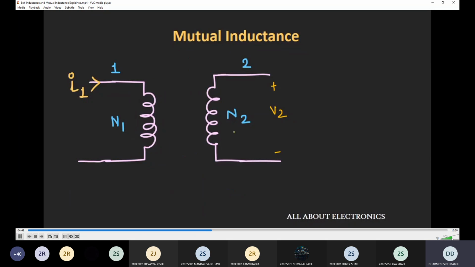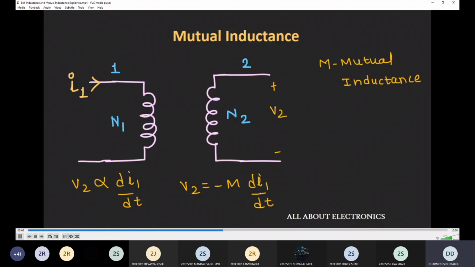Now the voltage that is generated in this coil number 2 is proportional to the rate of change of current in the coil number 1. So we can write V2 is proportional to the rate of change of current in the coil number 1. That means V2 is equal to minus M di1 divided by dt, where M is nothing but the mutual inductance between these two coils. And here the negative sign implies that the voltage that is generated in the coil number 2 opposes the rate of change of current. The unit of this mutual inductance is the same as the self inductance, that is the Henry. So let us say this is equation number 4.